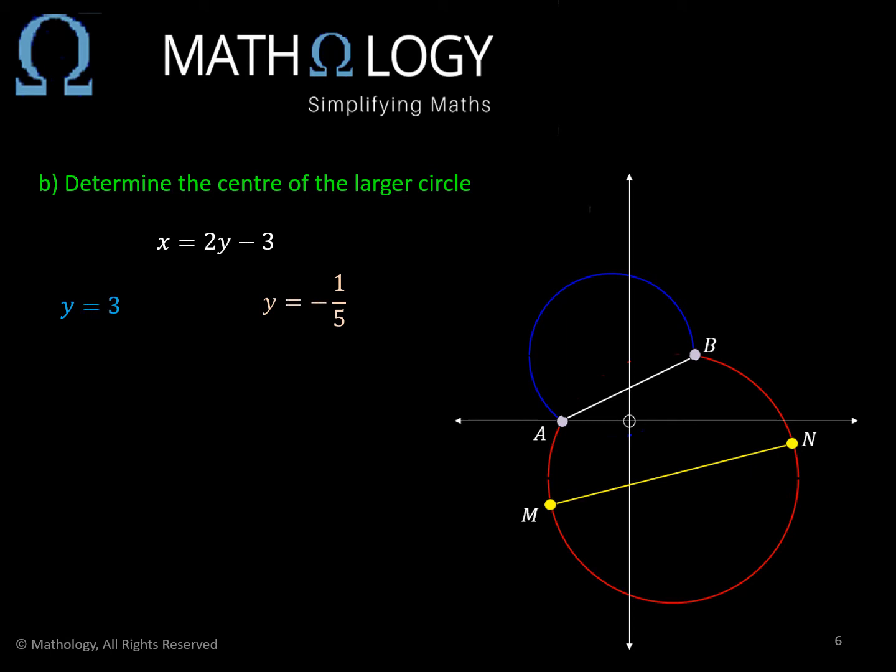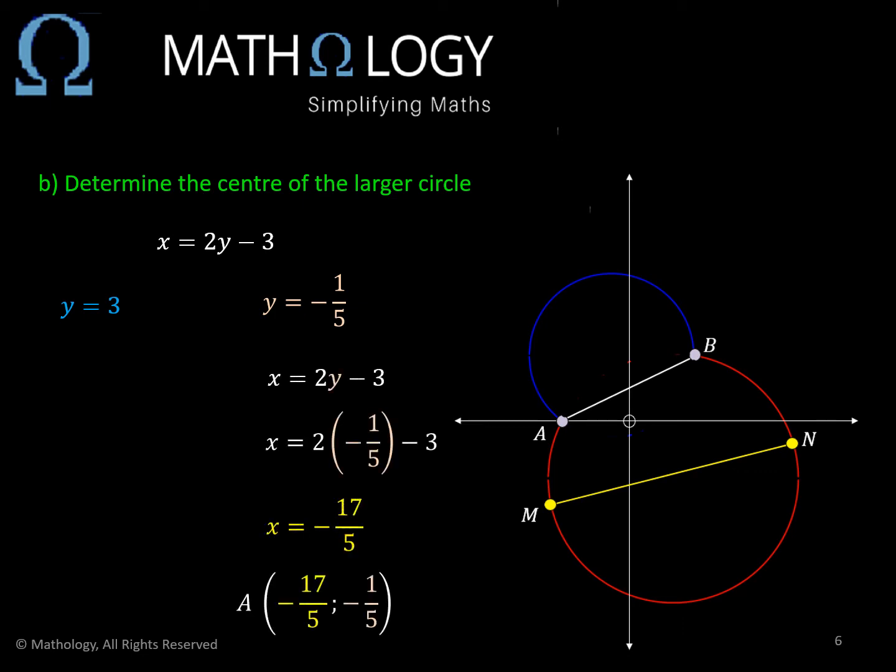The coordinates of point A are therefore minus 17 over 5, minus 1 over 5. And the coordinates of point B are 3, 3.